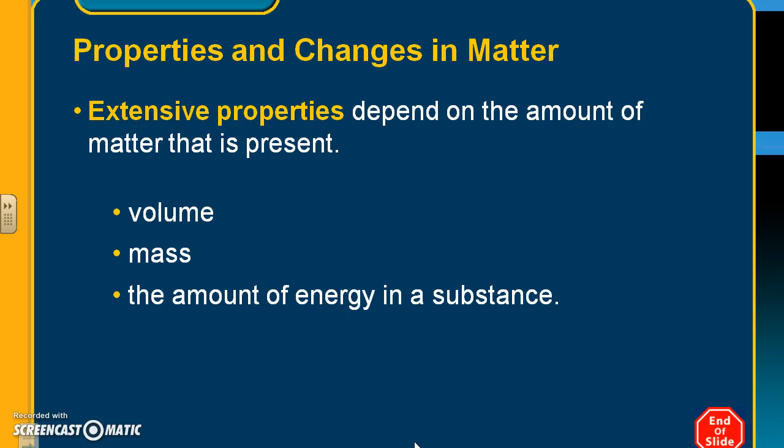Extensive, so if you think of exit or outside, extensive properties are going to depend upon the amount of matter that is present. So for those kinds of properties, some examples would be volume. How much matter is present would determine your volume. It would also determine your mass. Just like when we had the balloon, when we increased its volume with air, it had more mass. The amount of energy in a substance is also an extensive property, and we'll talk about this.